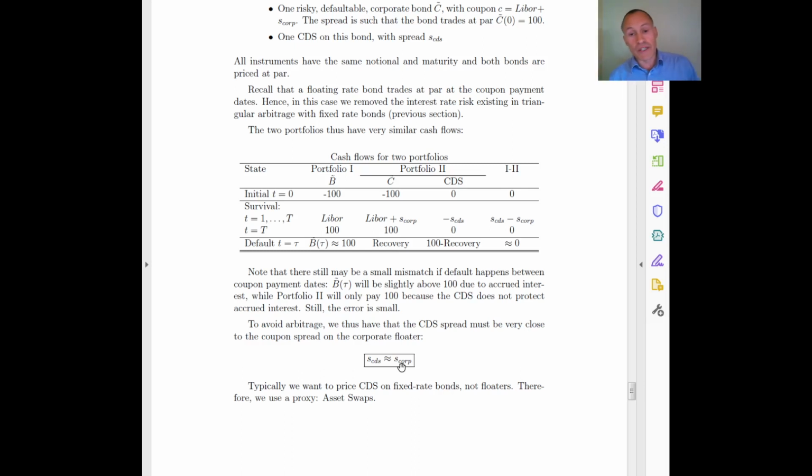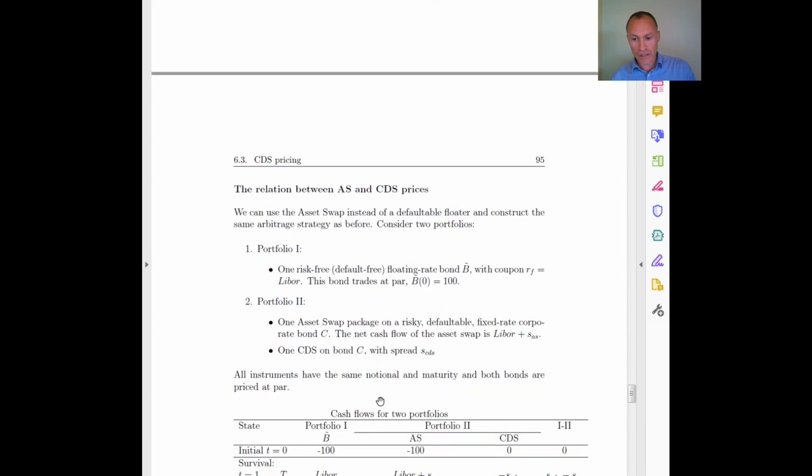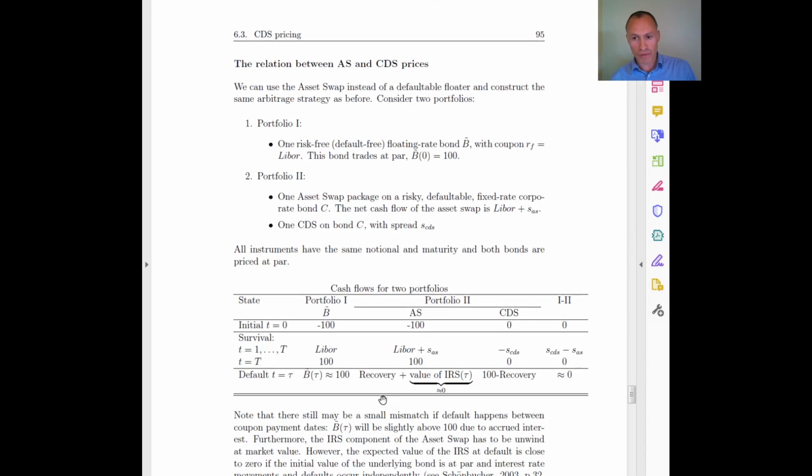All right, the problem is that usually I don't want to price a CDS on a floating rate bond. What I want is a CDS on a fixed rate bond, which is the more common case, right? So that's where asset swaps come in, okay? So let's see how we can use asset swaps. So what we are going to do is we're going to use the asset swap instead of the defaultable floater, all right? So the portfolios now are the following.